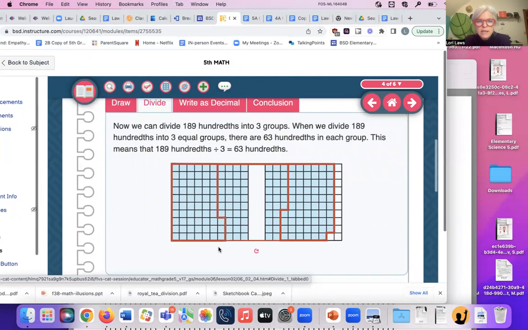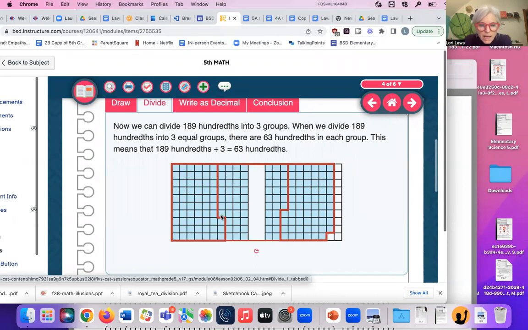That's a little tricky, but I know that I could pretend that's an 18. 18 divided by 3, that's going to be 6 strips. 1, 2, 3, 4, 5, 6 full strips. And then the 9 that's left over divided by 3, well, 9 divided by 3 is 3. So there's 63 hundredths in each one.